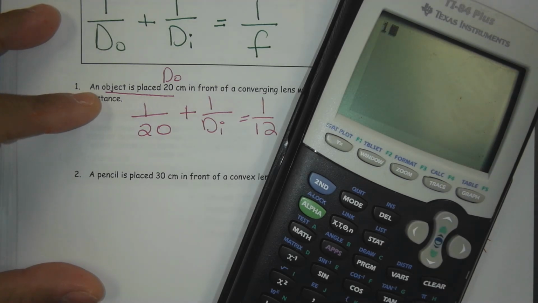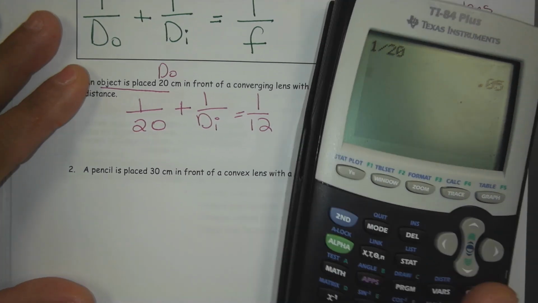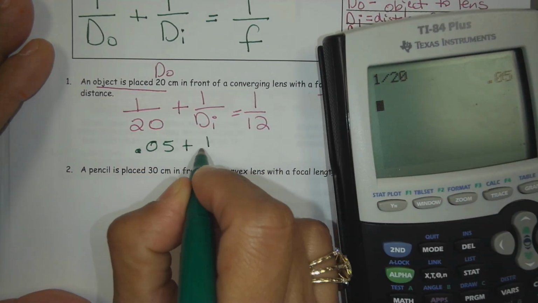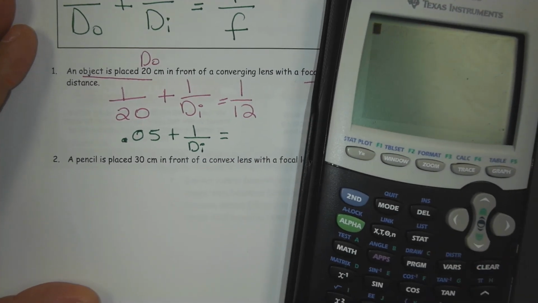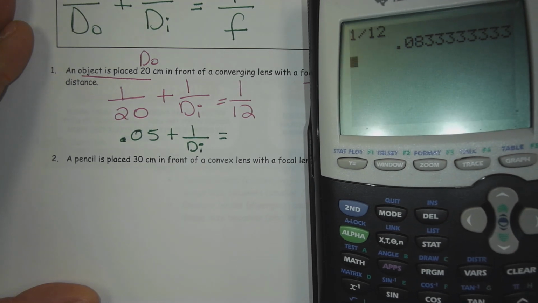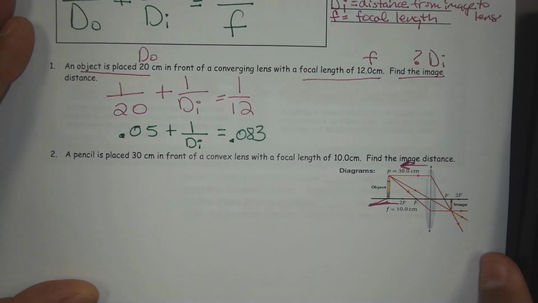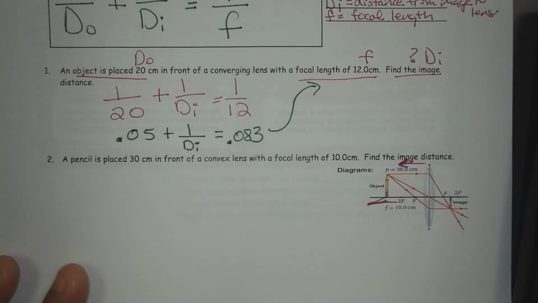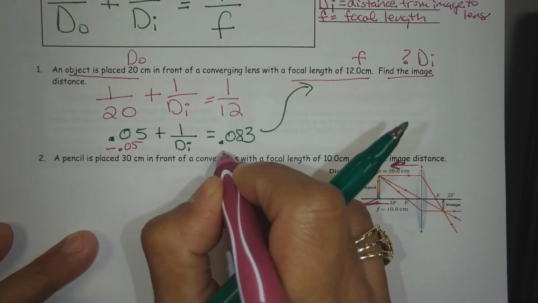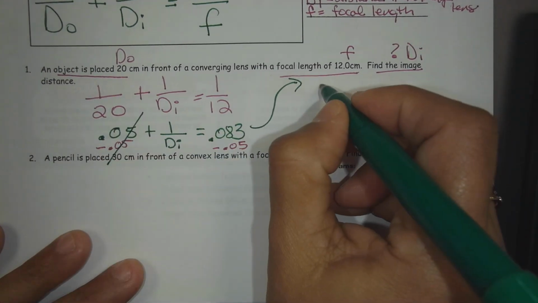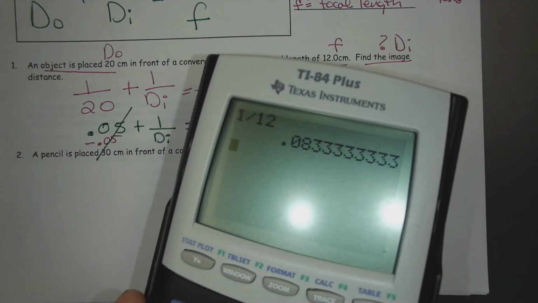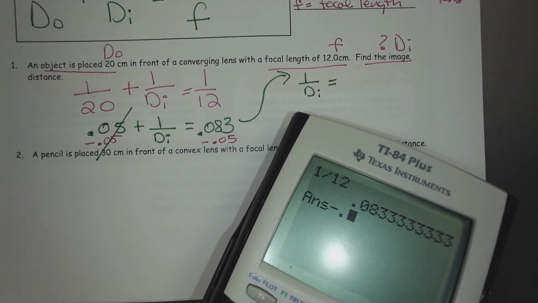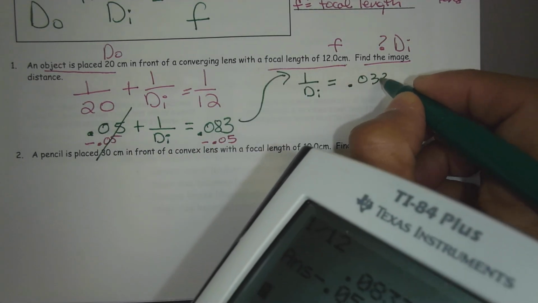1 divided by 20. Why? Because we don't like fractions in physics. 0.05 plus 1 over DI equals, I don't like fractions, 0.083. Okay. This is an algebra problem. That's all it is. I need to get DI by itself, but I have this addition. Do you agree? Subtract it. Let's do that. I'm going to subtract 0.05 from both sides. That cancels. 1 over DI equals 0.083 take away 0.05, which is 0.0333.